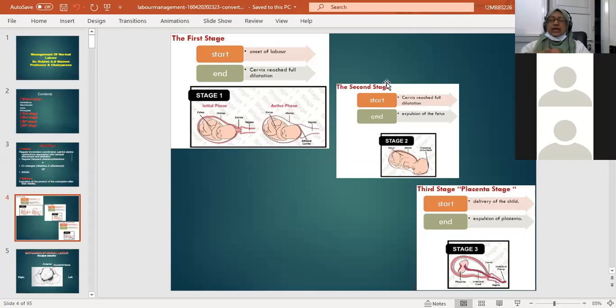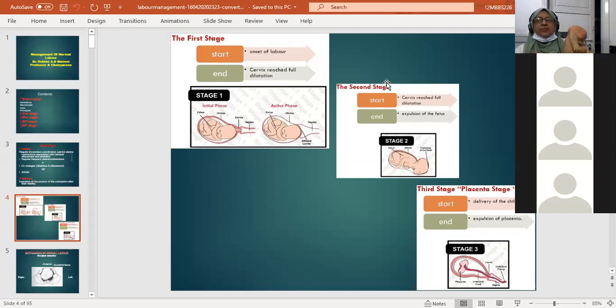Then the lie. Lie is the relationship of the long axis of the fetus with the long axis of the mother. The relationship of the fetus with the mother's long axis is the lie. If the long axis of the fetus is along the long axis of the mother, then we call it the longitudinal lie. But it could be oblique, it could be transverse. So the lie could be transverse, oblique, or longitudinal.